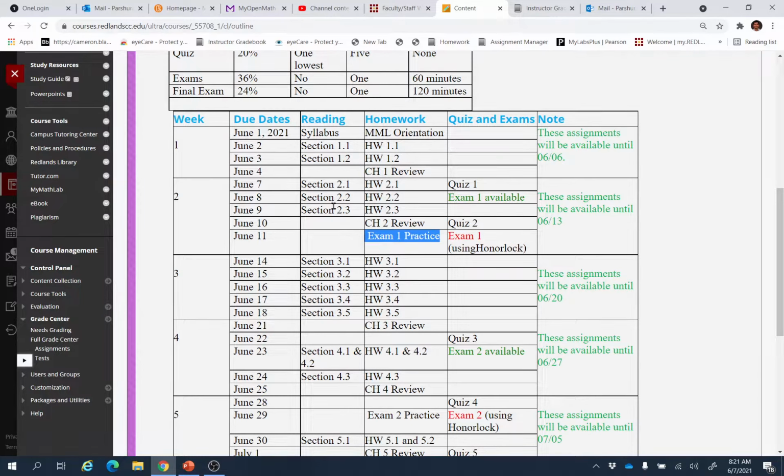Okay. And June 9, as you can see, is the due date for homework 2.3. June 10, that's chapter 2 review and then quiz 2. And then finally June 11, that's the due date for the exam one practice and exam one. Make sure that exam one is a proctored exam, so you need to use Honorlock. To make sure that you are well prepared for exam one, take this exam one practice very seriously.